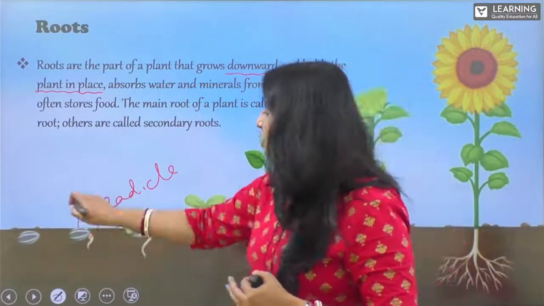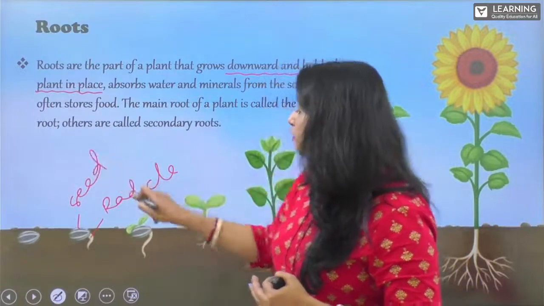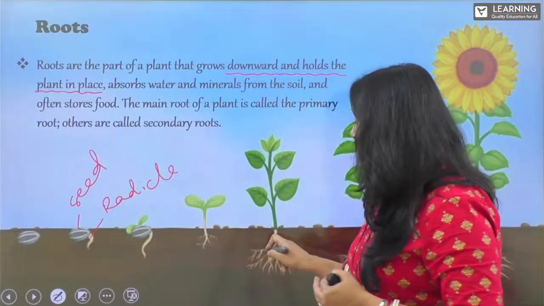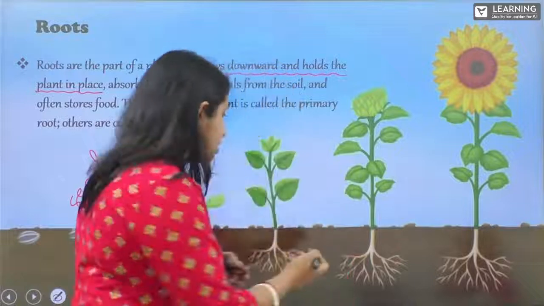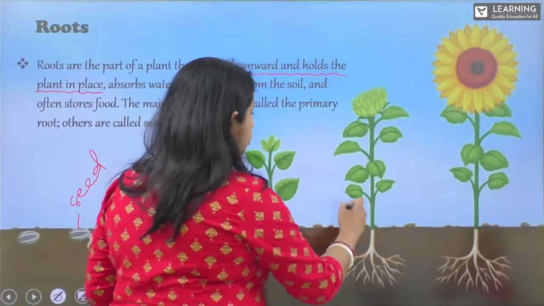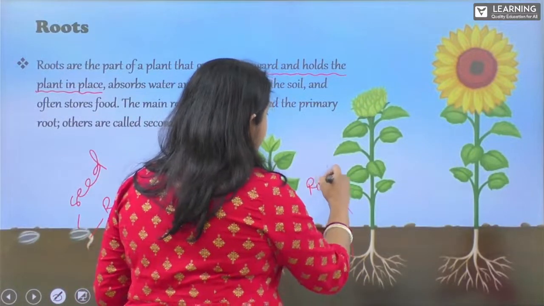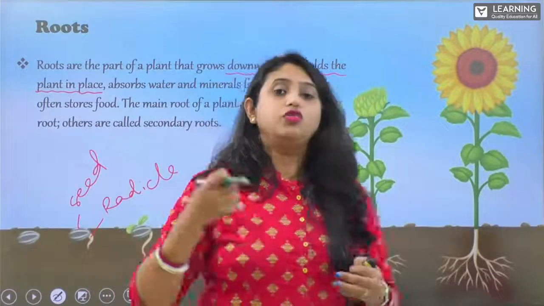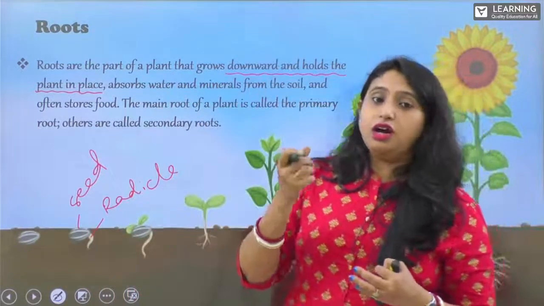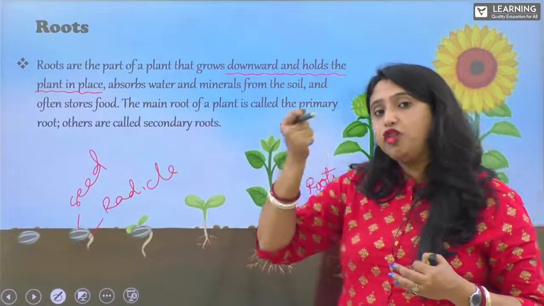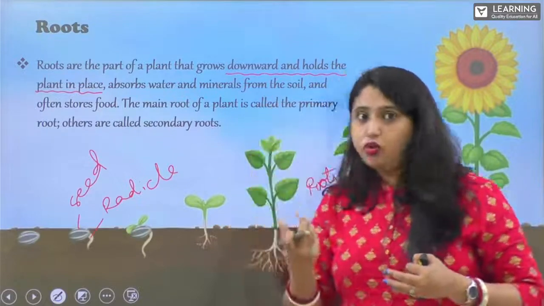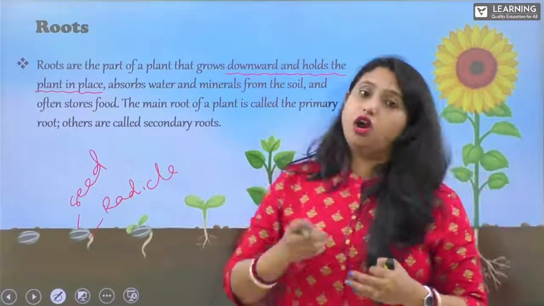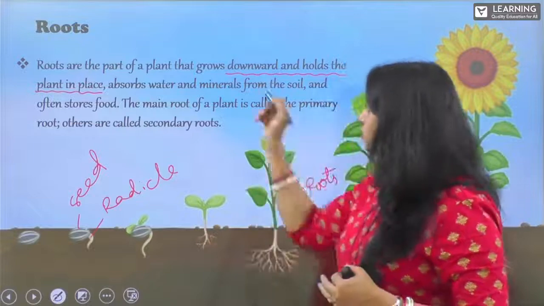So this is a seed, right? From the radicle, these are the roots, right? You can see these are all the roots. Now where will you see the roots? You will see the roots when you take the plant out from the soil. You will see the downward side, isn't it? The roots are always present downwards, right?